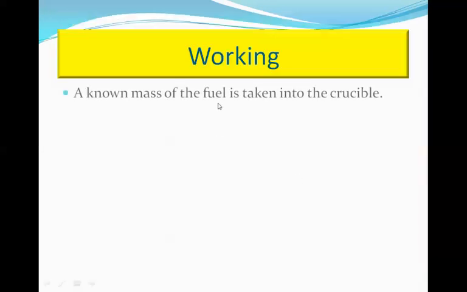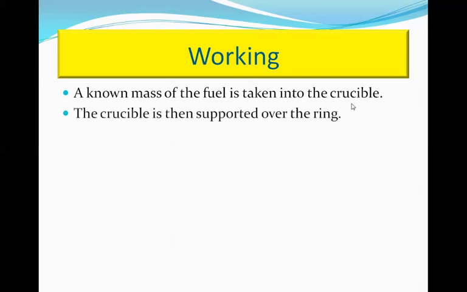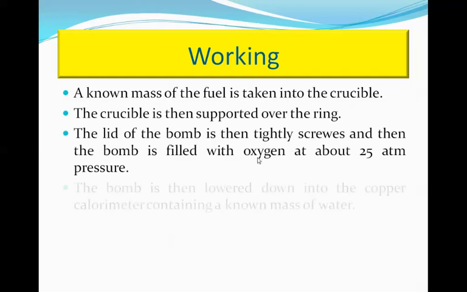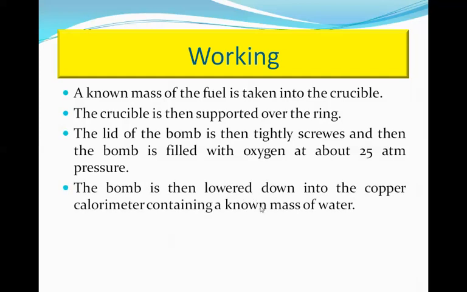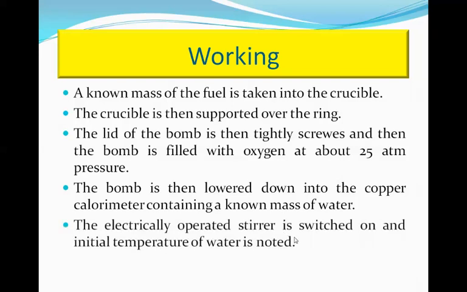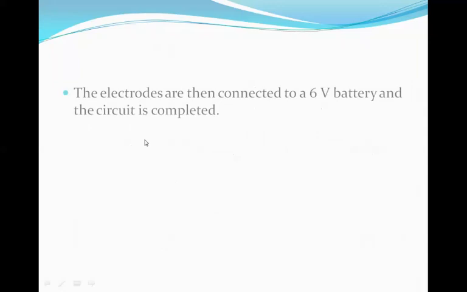Now, working. A known mass of the fuel is taken into the crucible. The crucible is supported over the ring. The lid of the bomb is then tightly screwed, and then the bomb is filled with oxygen at about 25 atmospheric pressure. The bomb is then lowered into the copper calorimeter containing a known mass of water. The electrically operated stirrer is switched on and the initial temperature of the water is noted. The electrodes are then connected to a 6-volt battery and the circuit is completed.